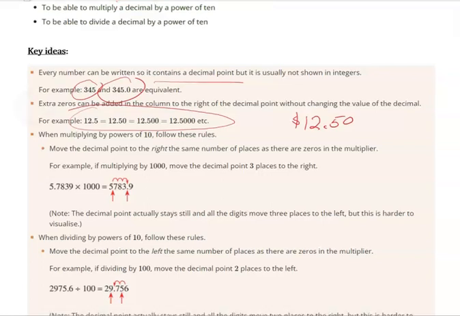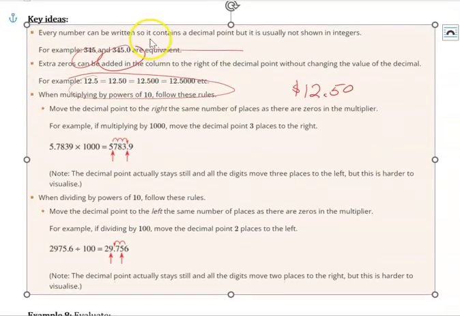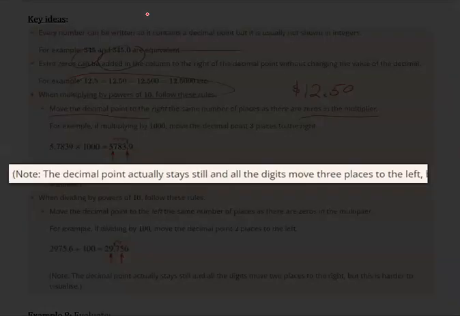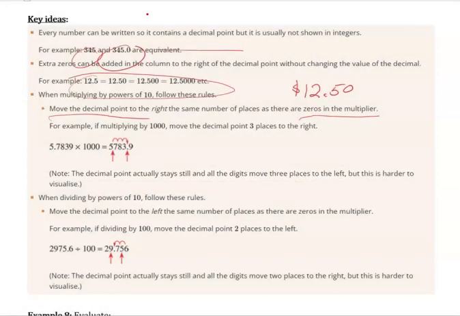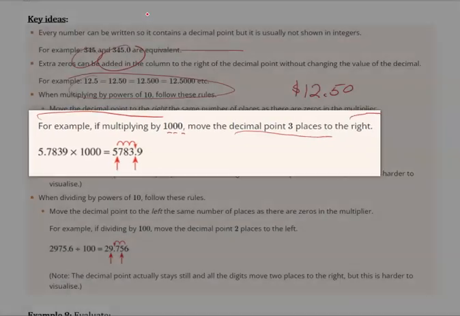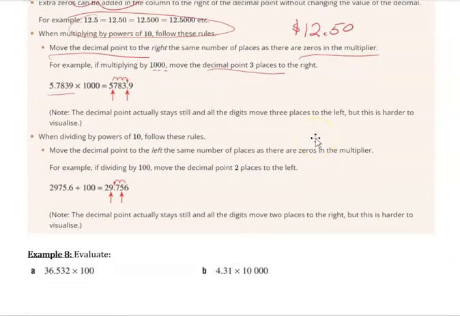When multiplying by powers of 10, it's pretty simple. We say you move the decimal point to the right by the number of zeros in the multiplier. The fact is, really, the decimal point stays still and the digits hop across it. But for simplicity's sake, if we're multiplying by 1,000, we've got 3 zeros, so our decimal point appears to hop across 3 places to the right. When you're dividing, you move to the left by the same number of zeros.